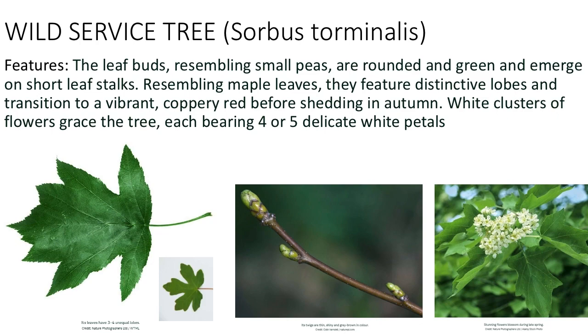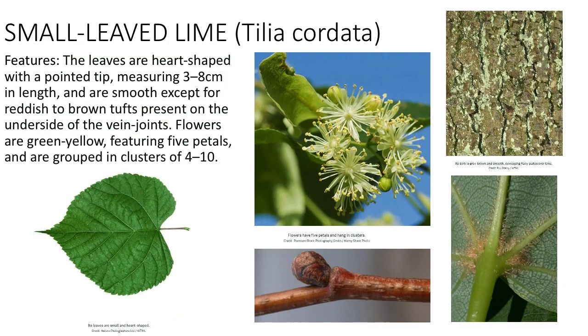Moving on to the next species, we're looking at the small-leaved lime tree. The key features of this are that the leaves have this heart shape and they come to a pointed tip. They measure about 3 to 8 centimetres in length and are smooth except for this reddish brown tufts of hair present on the underside of the vein joints. So if you turn the leaf over, you'll find these little reddish brown coppery coloured hairs, and there's a good demonstration of that in the picture on the bottom right of the slide.